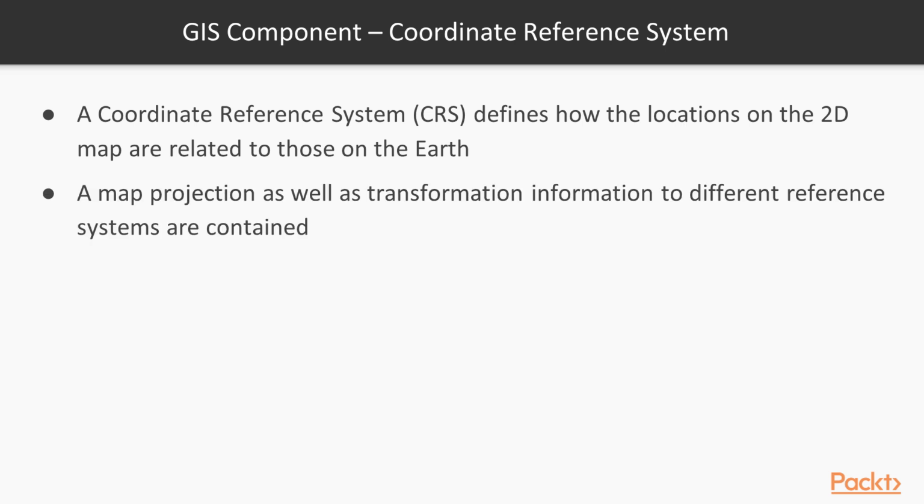A projection applies mathematical transformations of latitudes and longitudes from the surface of an Earth or a sphere onto a flat plane. There are three types of projections: cylindrical, conical, and planar, illustrated below. Further, we need to associate transformation information from one reference system to different ones in the CRS.